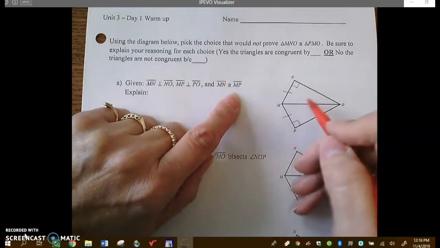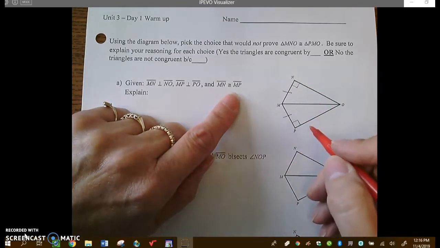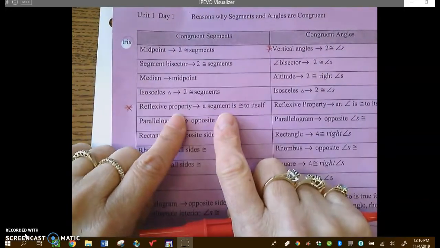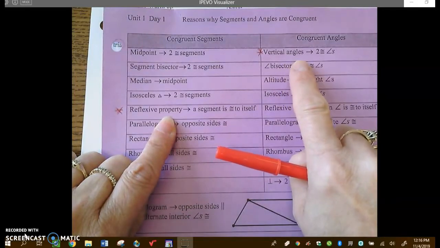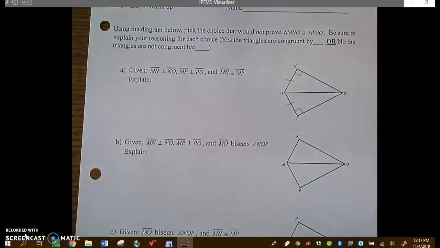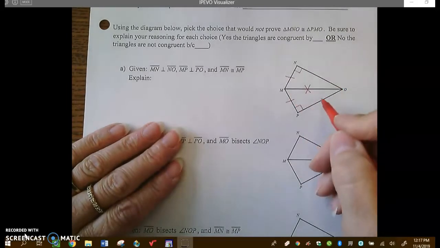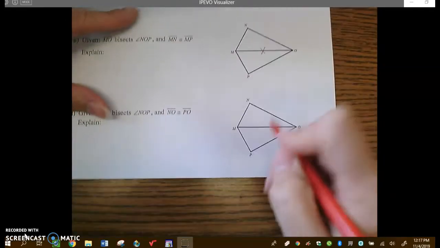Now again, our goal is to have 3 congruent markings on one triangle and 3 congruent matching markings on the other triangle. Right now, I only have 2 per triangle. So that tells us it either has to be reflexive property, a segment's congruent to itself, or vertical angles are congruent. It's got to be one of those 2 things happening. So in this picture, the triangles are back to back. So that is going to be our missing piece of information.